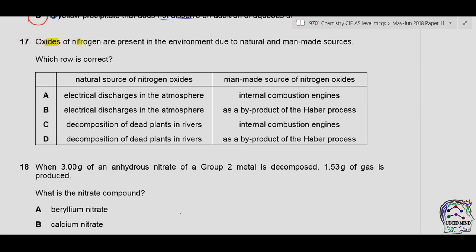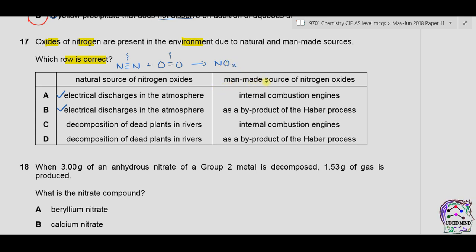Question 17. Oxides of nitrogen are present in the environment due to natural and man-made sources. Which row is correct? First is the natural source and second is the man-made source. A is electrical discharges in the atmosphere. Now we know that the bond in nitrogen is very strong and the bond in oxygen is also very strong. So in order to form nitrogen oxides, a lot of energy is required to break this bond and this bond too. So therefore electrical discharges can do that, for example lightning. C and D is the decomposition of dead plants in rivers. This produces methane gas, it does not produce nitrogen oxides.